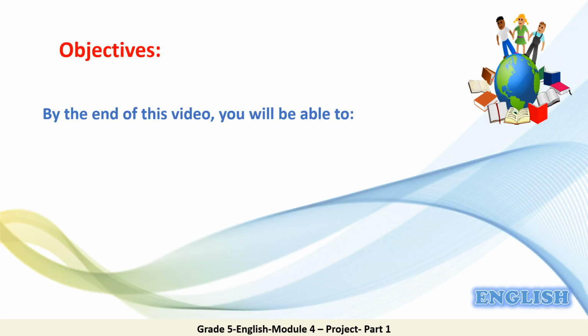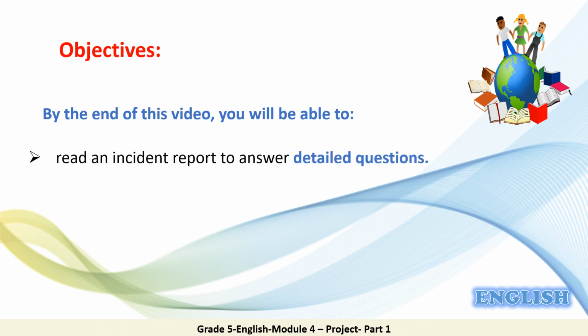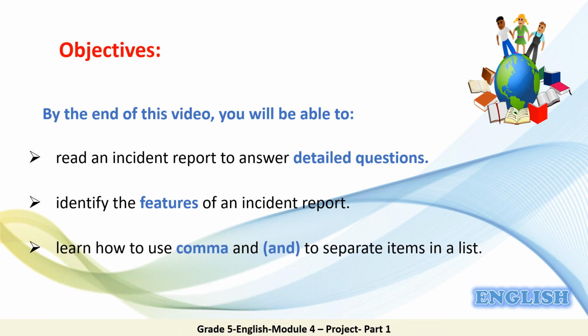Let's start our lesson by reading its learning objectives. By the end of this video, you'll be able to read an incident report to answer detailed questions. You'll be able to identify the features of an incident report, and you will be able to learn how to use comma and "and" to separate items in a list.